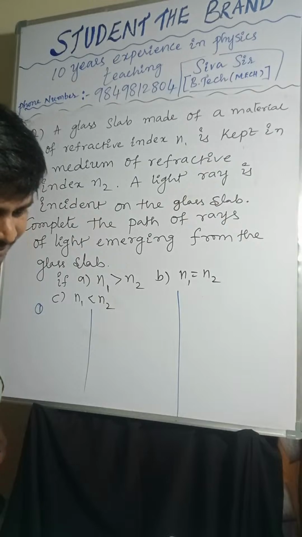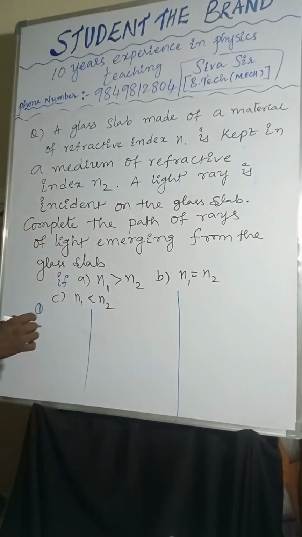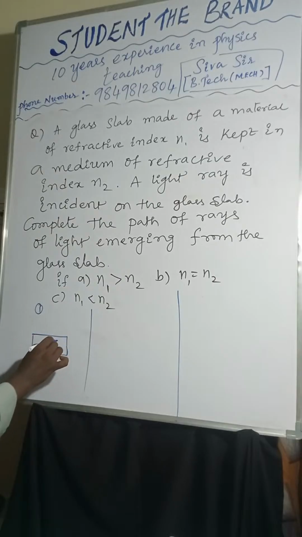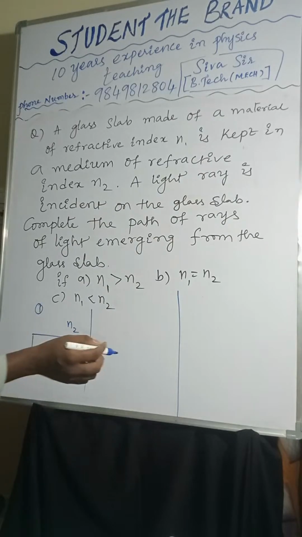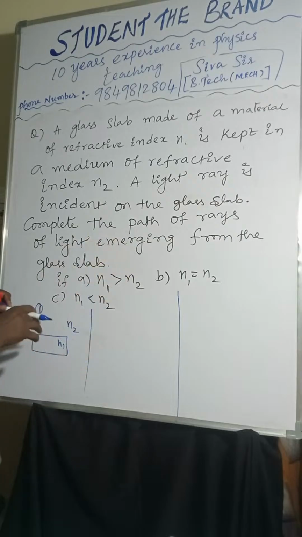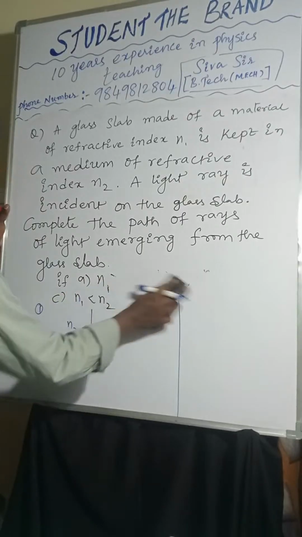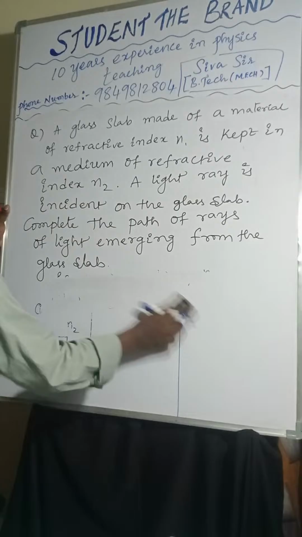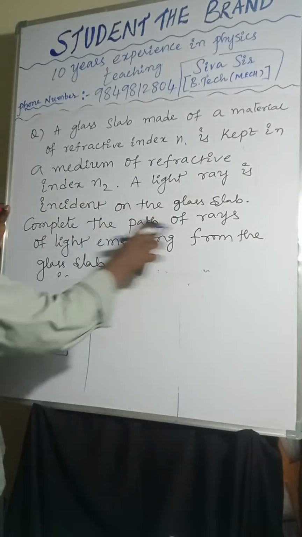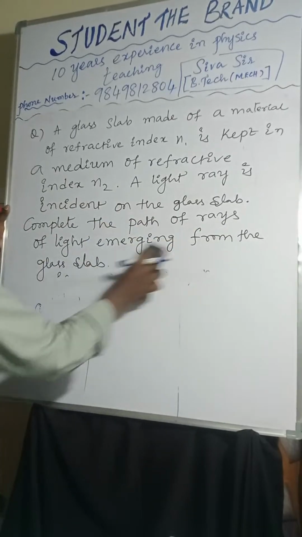Okay, so we'll discuss. Now you can see they're asking, so I'm taking this glass slab with N1 and this is N2, the medium I'm taking. One by one I will draw, only the big diagrams. So anyway, glass slab. They're asking to complete the path of the ray emerging from the glass slab.